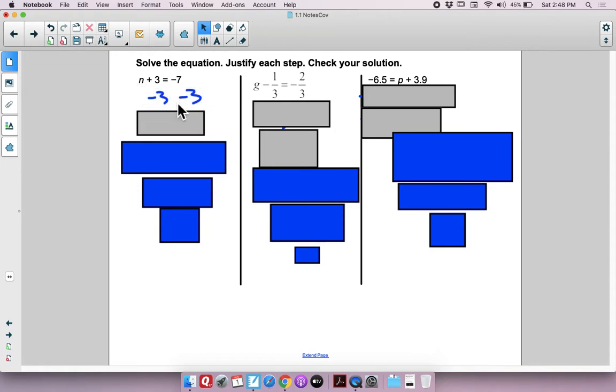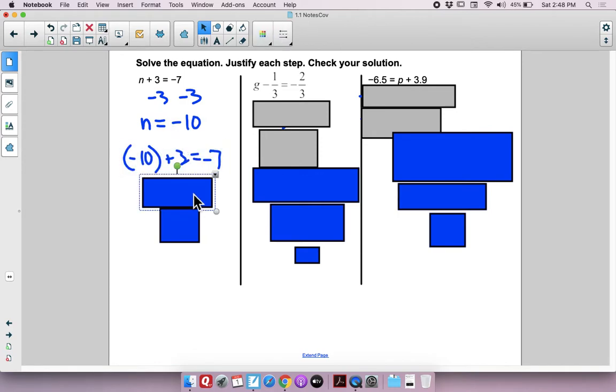Okay, here, obviously subtract 3 from both sides. Go through these kind of quickly. n equals negative 10. And then hopefully you checked it and you saw that it worked. Check, check. Why am I so stressing that you're checking? Because we all make careless mistakes.